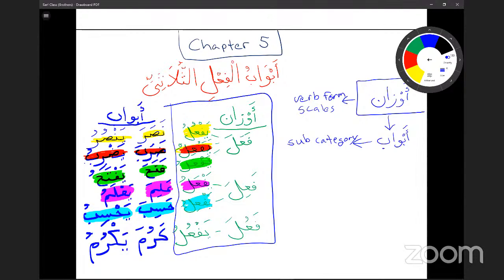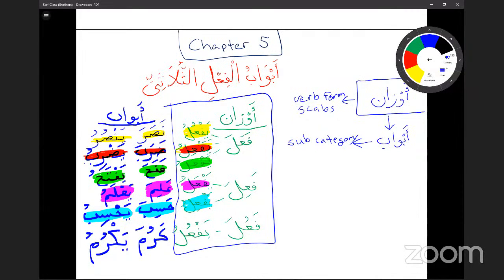Bi'idhnillah. Assalamu alaikum. Alaikum salam wa rahmatullah. Na'am. So the abwab is the category. So nasara is the actual name and not just an example. Yeah, it's the actual name of a verb to help. Well, I know it's the name of the bab, but to me it looks like it's an example of the fa'ala yaf'ulu. It is. That's a good point too. It's an example of fa'ala yaf'ulu, but it's considered the abwab, nasara yansuru.